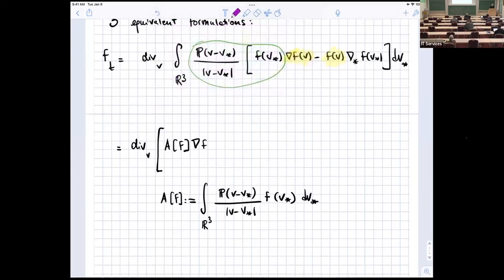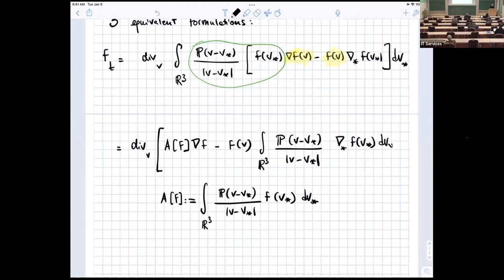The first f of v goes outside. Okay. And then we are left with the integral in R3 of the projection matrix over v minus v star, and then we have the gradient in v star of f of v star dv star. And now to simplify this term, which looks a little bit complicated, I do the following.